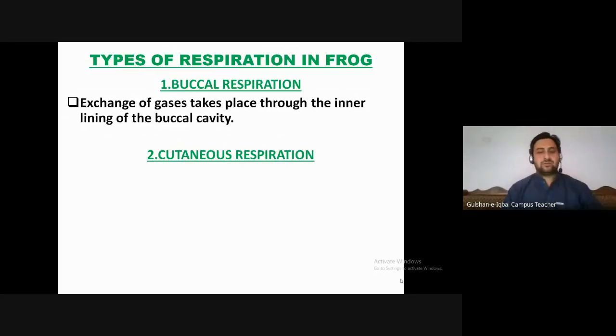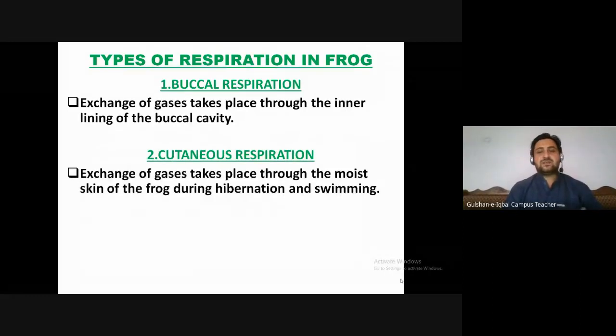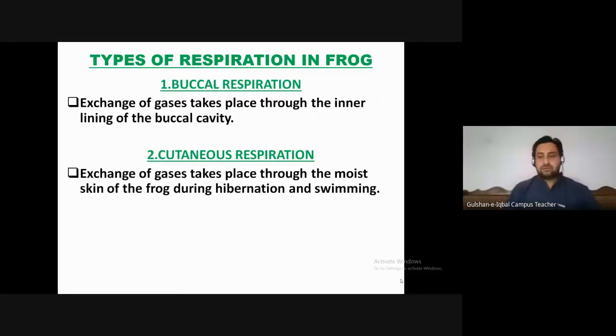Second is cutaneous respiration. As I discussed earlier, it is the exchange of gases that takes place through the skin of the frog. Normally, when the frog is in hibernation, which is the winter sleep, or when the frog is swimming in the water, at that time the skin is slimy and moist, and it is rich in blood capillaries. So the oxygen is trapped into the blood capillaries via the skin, and cutaneous respiration takes place.